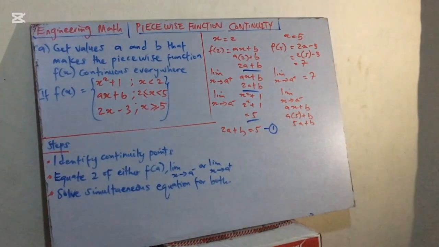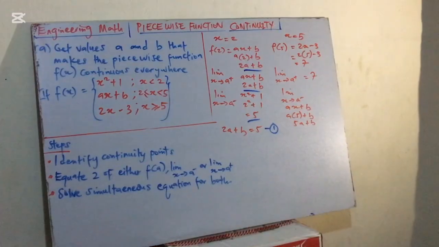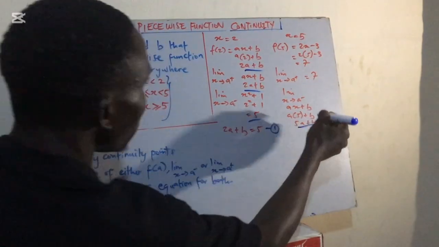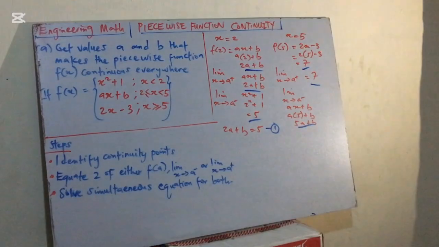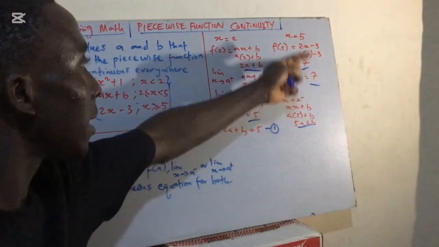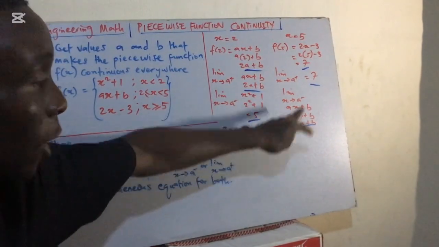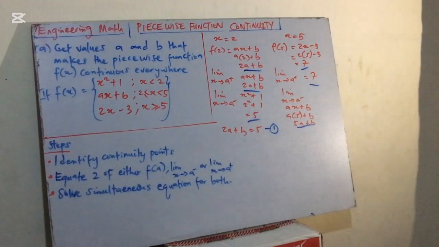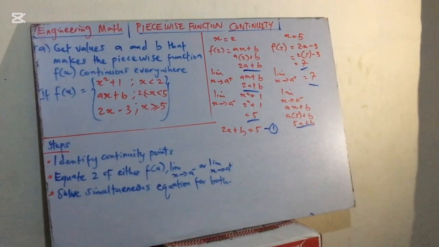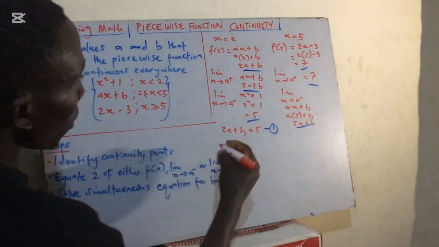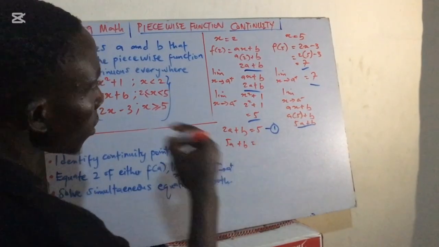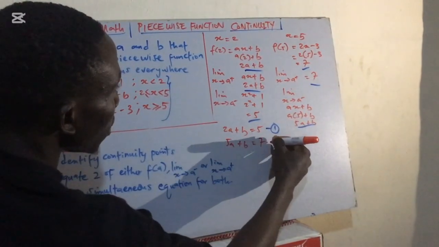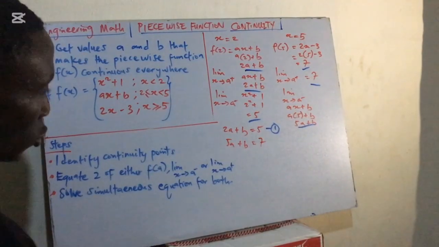Now we have the 3 limits. We have for the backward, we have for the forward, and we have for the f of 5. Like I said, I have 7 here and here. I will just pick the one that is different so that I'll be able to use the simultaneous equation. So what am I driving at? I have equation 2 now. 5a plus b equals to what? 7. That will be my equation 2.